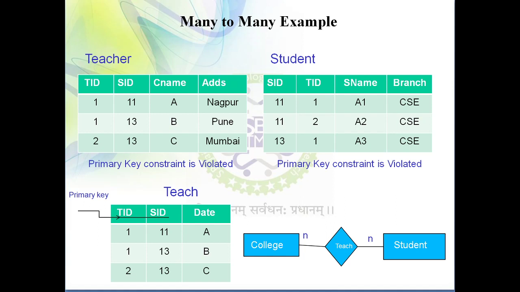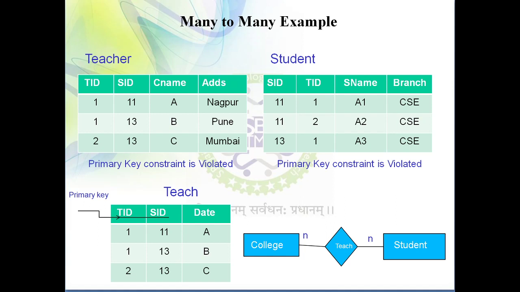Or another way, you may think that in the case of the student table, why are we not combining two attributes, student ID and teacher ID, to form a primary key for the student table? Same thing. How can we say that a student will be identified based on the teacher ID? Is it possible? No. So what is the solution?